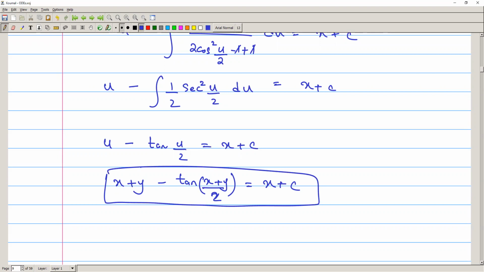So in this way we can further simplify this problem by cancelling out x and x. So we're left with y is equal to tangent of (x plus y over 2) plus c. So this is the answer.